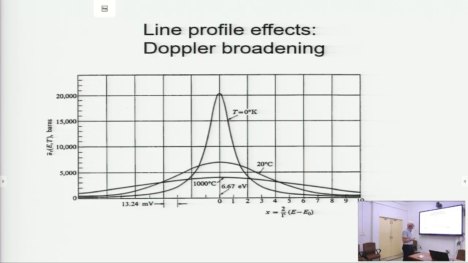So that's just a visual image of line profiles with Doppler broadening. I'm not quite sure why the temperature at 0 Kelvin still has a finite width. That must be a natural lifetime, because the Doppler width at 0 Kelvin will be 0. That must be a natural lifetime, and then it spreads out as you go up in temperature.